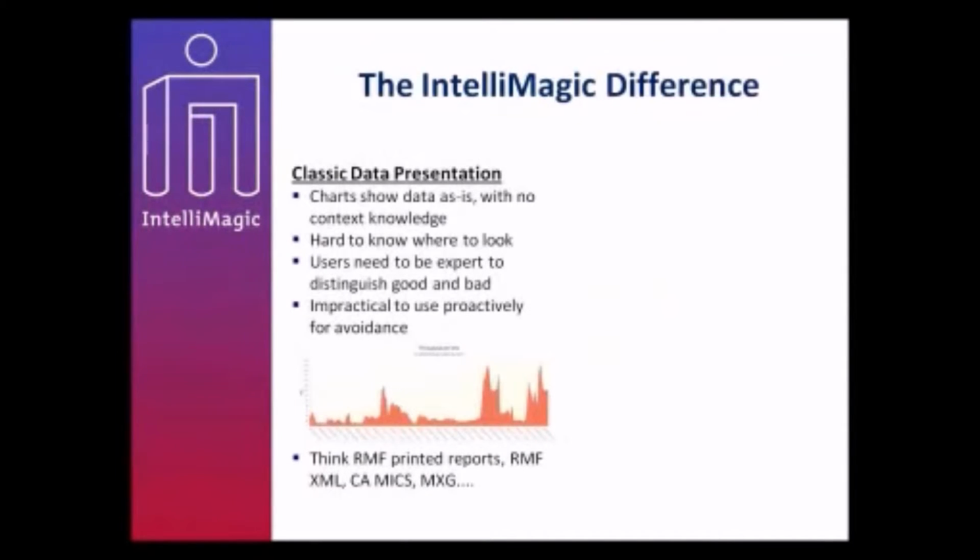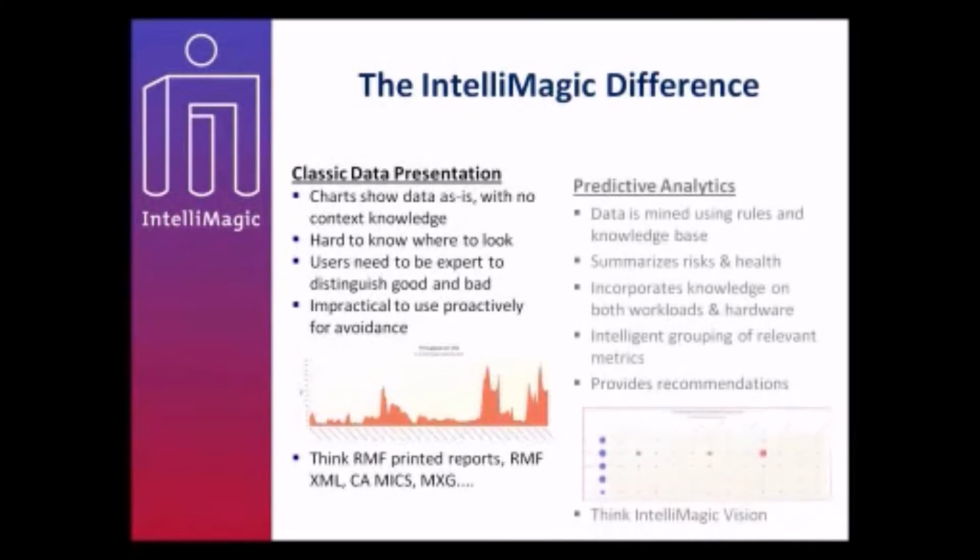They can be very useful if you know what to look for when you're drilling down to discover a problem. But we feel that there is a need in the market to incorporate more intelligence into the data analysis and the summary of what you're looking at. So this is our approach with IntelliMagic Vision, where we mine the data, and we use rules and a knowledge base about what's good and bad to summarize risk and the health status of the environment. Looking at both the logical views as well as the physical views and tying those together, grouping relevant reports together, is one of the types of intelligence that's built into how we look at the data, and providing recommendations. So that's our approach with IntelliMagic Vision.